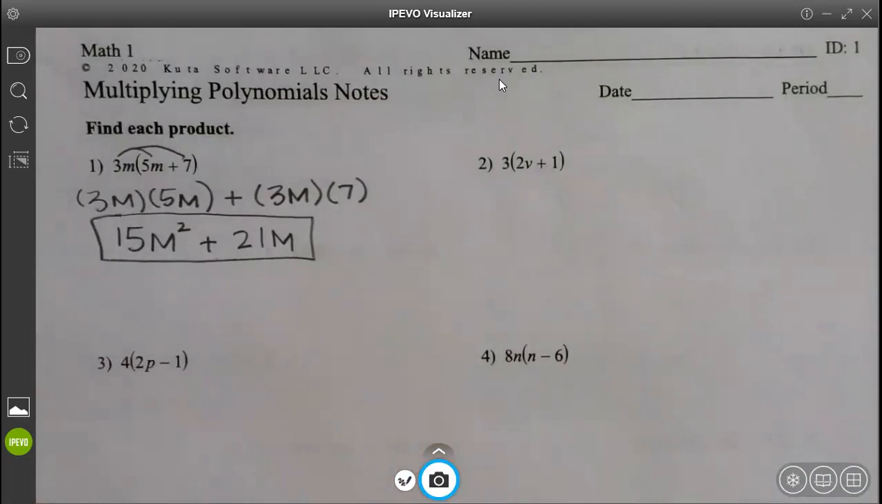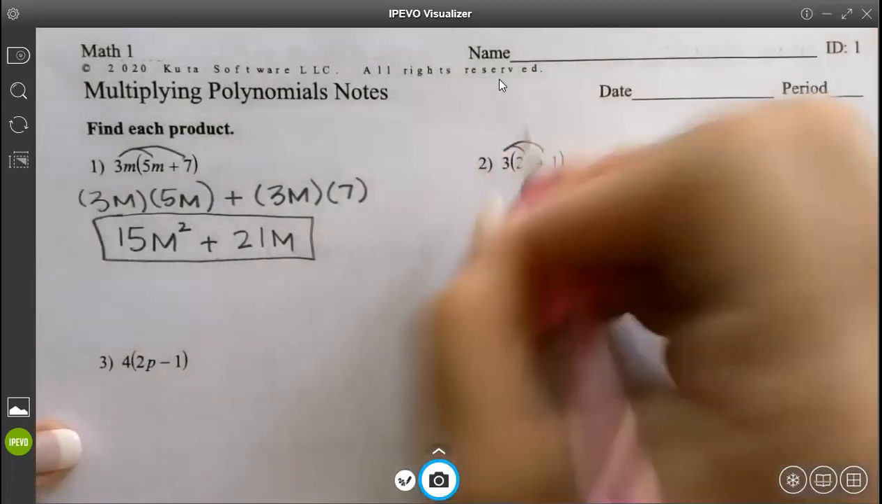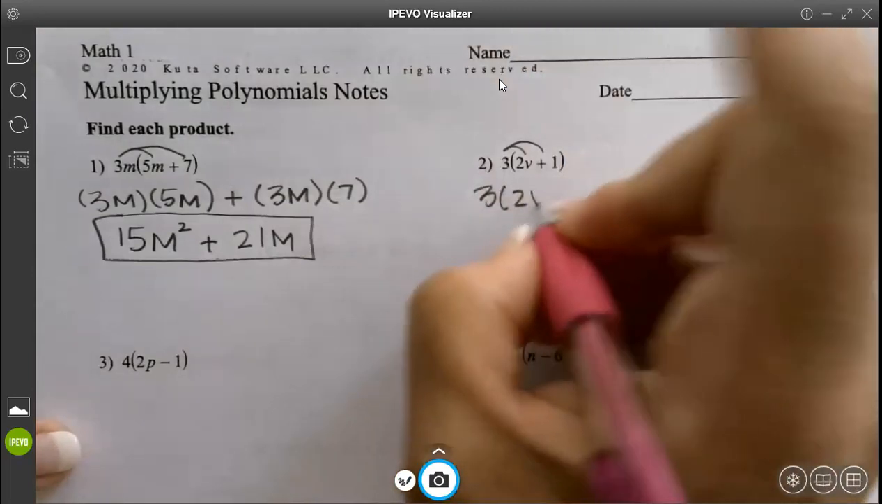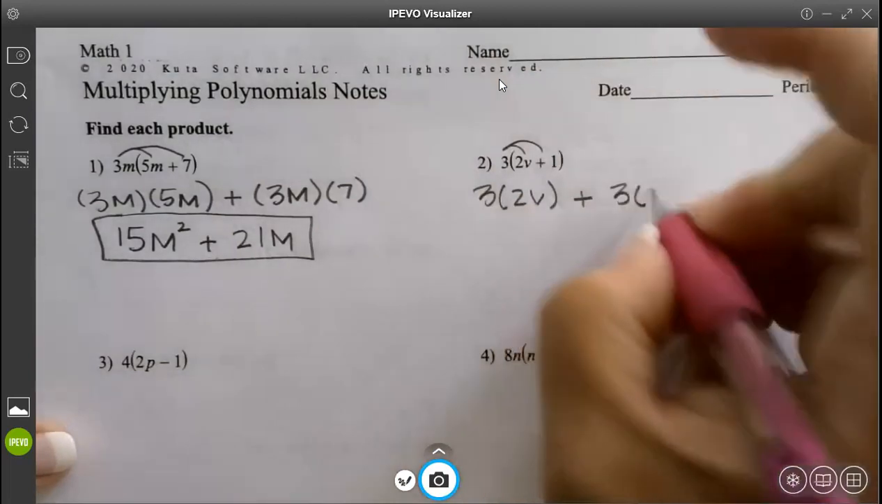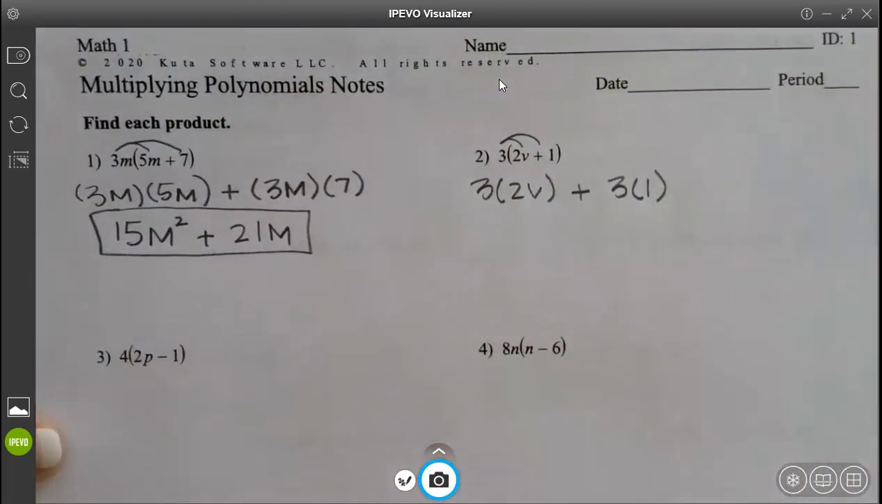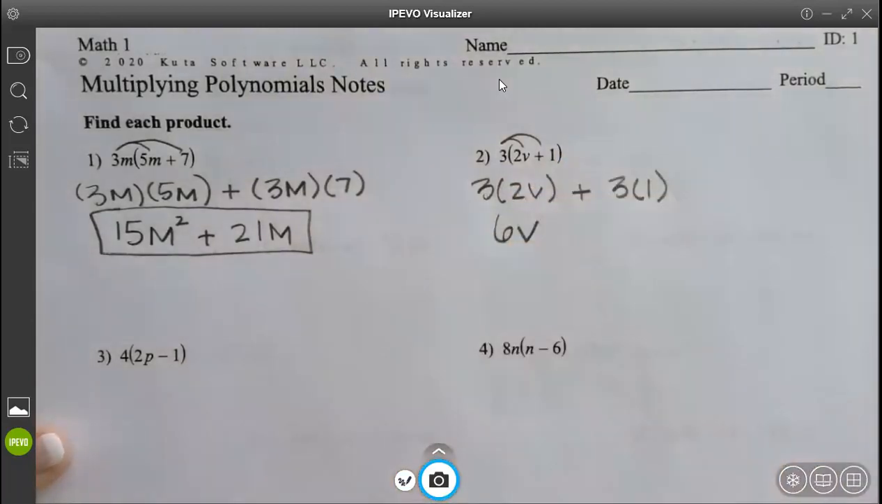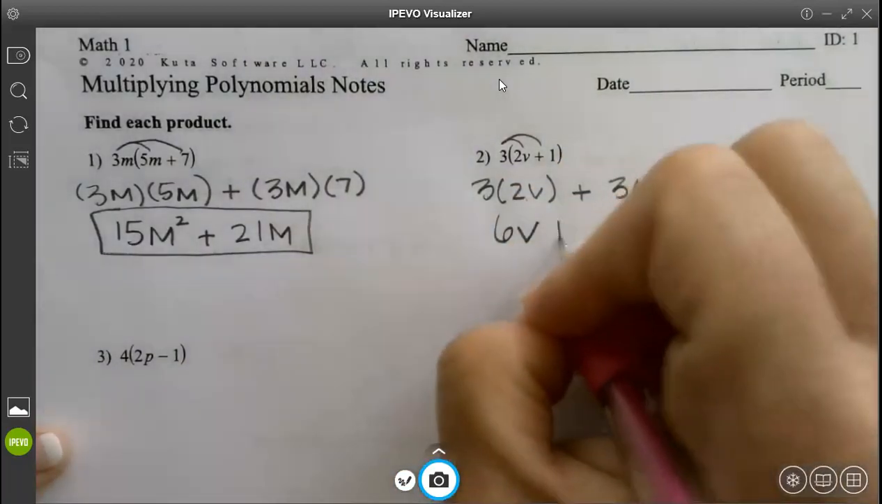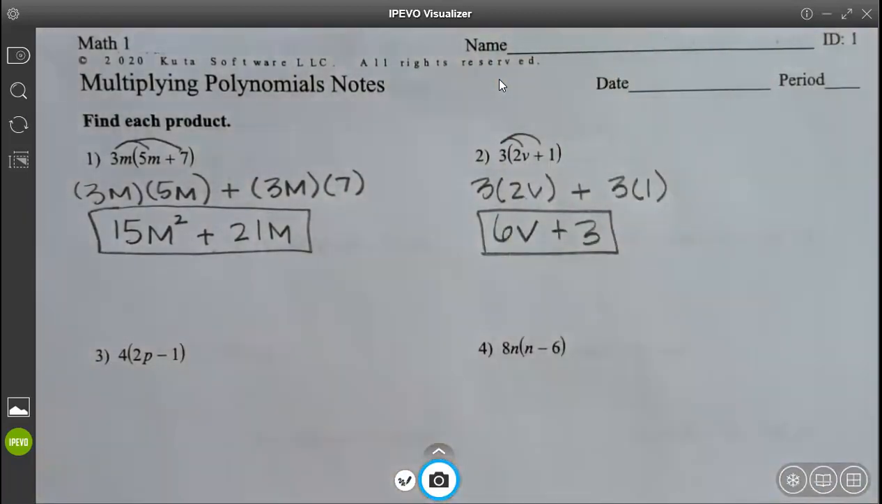Okay. It is really simple. So I'm going to do number 2 the same way, and then I'm going to show you a different way with the rest of them. Number 2 is actually easier. You guys are multiplying 3 times 2v. There's a plus. And then 3 times 1. I don't expect you to write this out when you work it out. I'm just showing you where the numbers are coming from. Okay. 3 times 2 is 6, and there's 1v. We have a plus. 3 times 1 is 3. That's it.